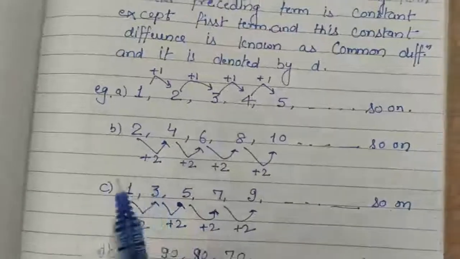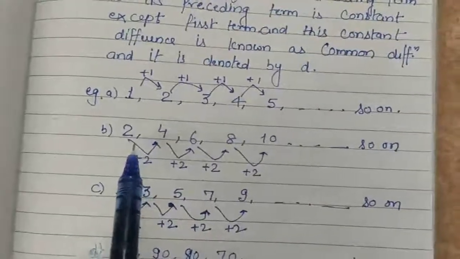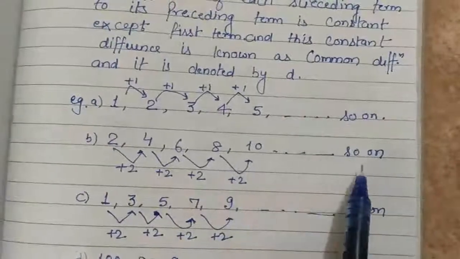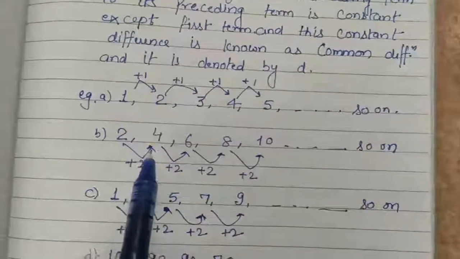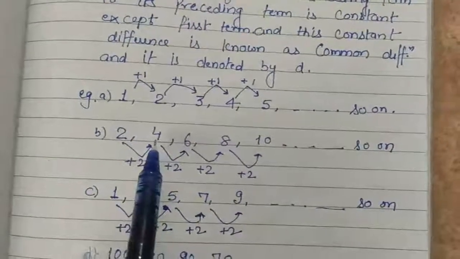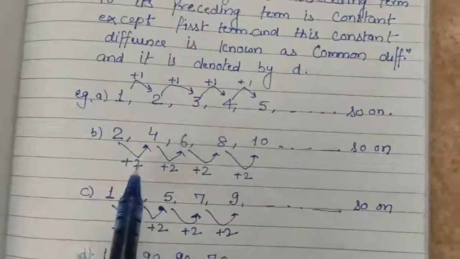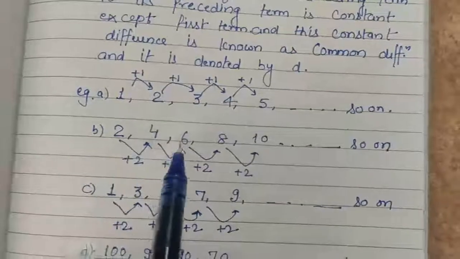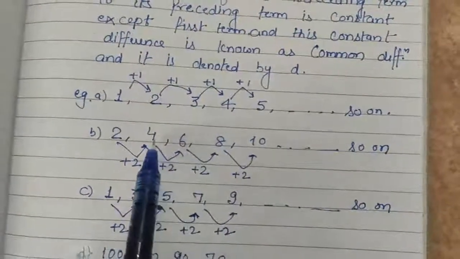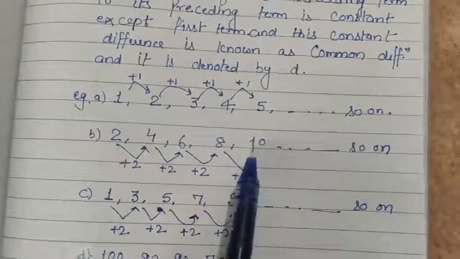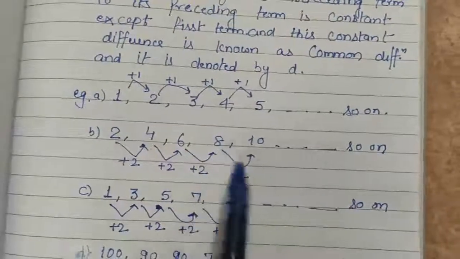In the next progression we have a progression of even natural numbers, that is 2, 4, 6, 8, 10 and so on. In this progression each succeeding term is obtained by adding a constant number 2 to its preceding term. Here 4 is obtained by adding 2 to its preceding term, that is 2, 6 is obtained by adding 2 to 4, and 8 is obtained by adding 2 to 6, and 10 is obtained by adding 2 to 8 and so on.